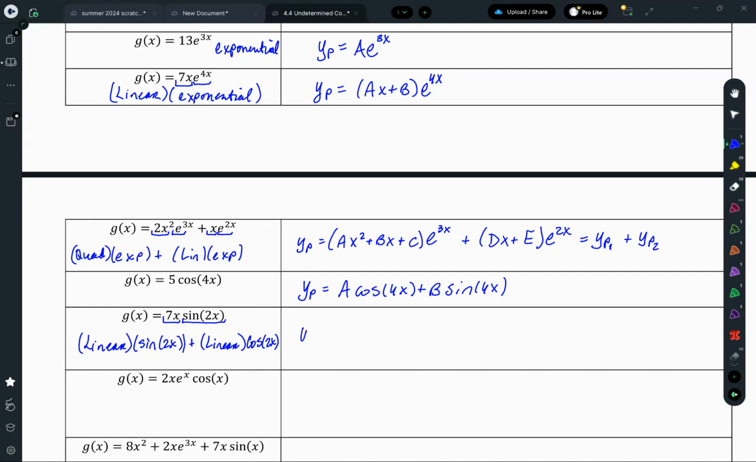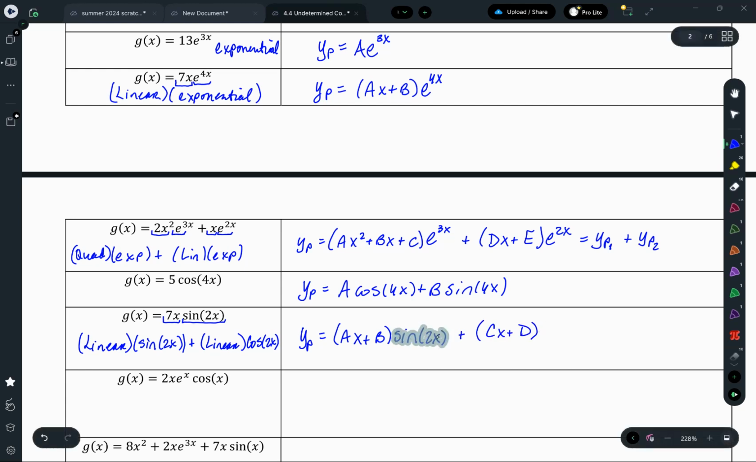So when I choose y sub p, I'm going to get a linear ax plus b times sine of 2x, and then plus a new linear function, cx plus d, times, I wrote sine and I really wanted to write cosine, especially after I made a big deal about that. And then cx plus d will be times my sine of 2x. Okay.